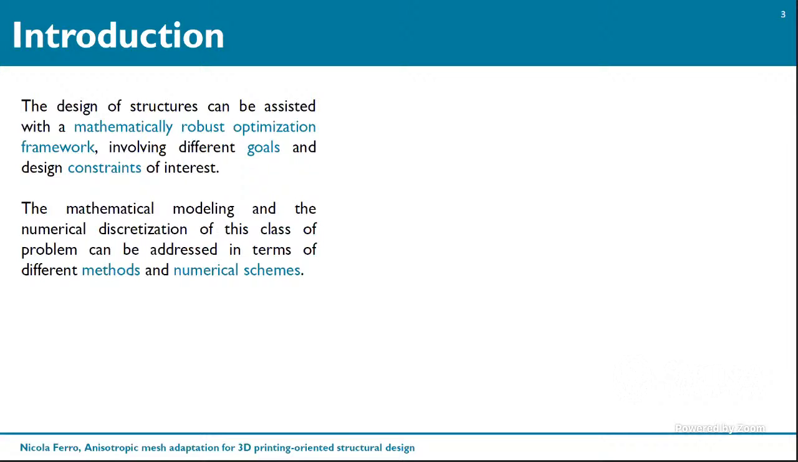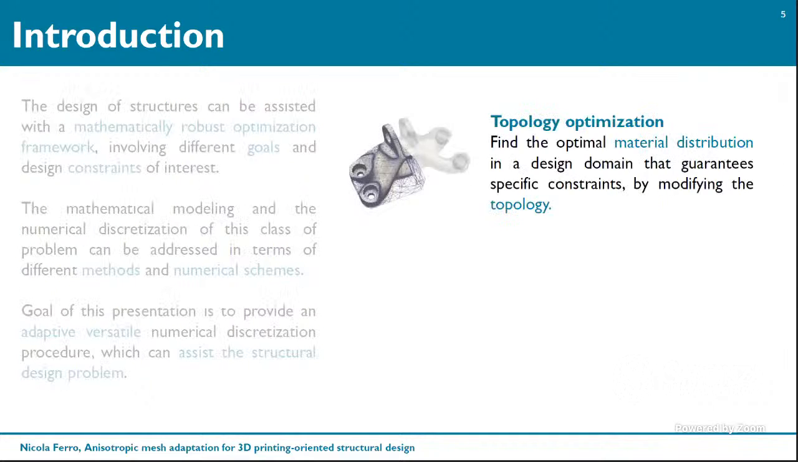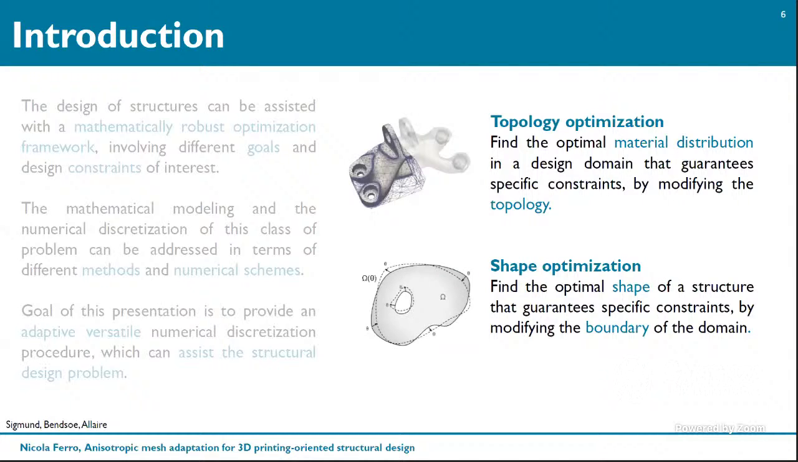And in this specific talk, I want to address a particular numerical scheme that we developed that turns out to be adaptive and versatile for a structural design problem. In particular, I will present the coupling between structural shape and topology optimization together with anisotropic mesh adaptation. For the design optimization part, I will deal mainly with topology optimization, so how to modify the topology of a design domain to comply with given requirements. But I will also introduce briefly the concept of shape optimization, as the previous speaker had talked about. So how to find the optimal shape of a structure, again, complying with specific constraints.